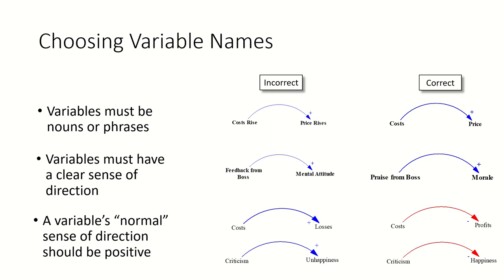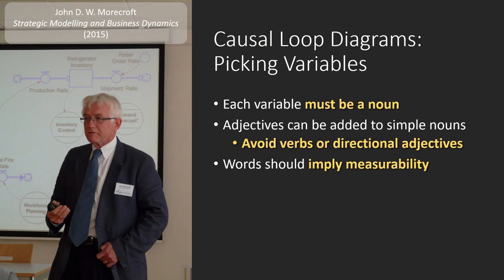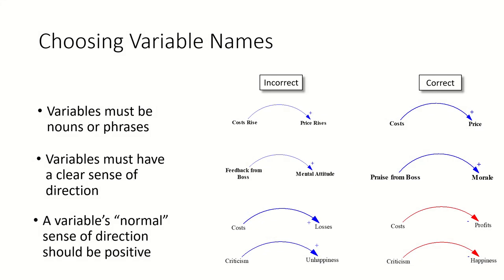Rather than saying costs and losses, where losses is over here, it might be easier to say profits and then make it a negative link instead. And that's what we're trying to show here. So the naming stuff there, and then we've just sort of said imply measurability. So are there any questions about the naming stuff? Correlation, causation, all this review of how we draw CLDs.